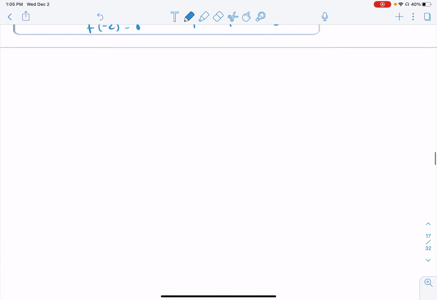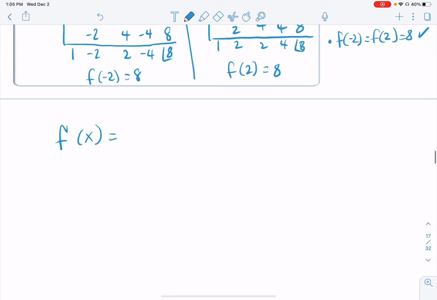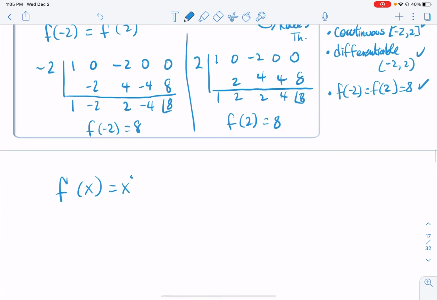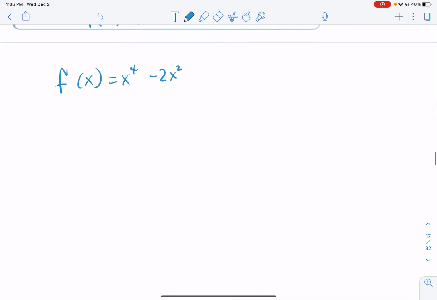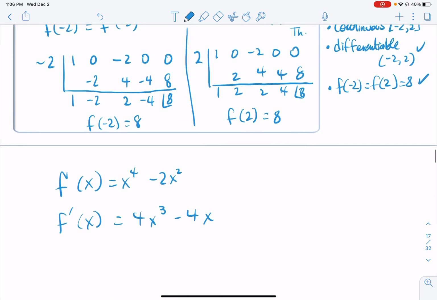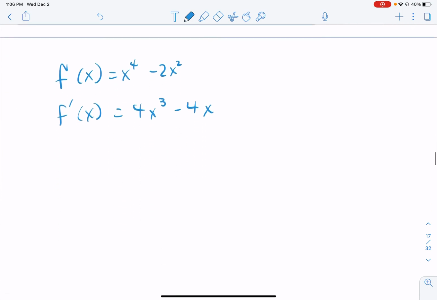Let's do that, shall we? We'll have to do that by taking the derivative of this thing. First let me write down the function again: x to the fourth minus 2x squared. Now let's take its derivative. 4x to the third minus 4x to the first. And I need to set this thing equal to 0. Why am I setting it equal to 0? Because we're trying to see where the slope is equal to 0, right? Rolle's theorem, slope equal to 0: 4x cubed minus 4x.